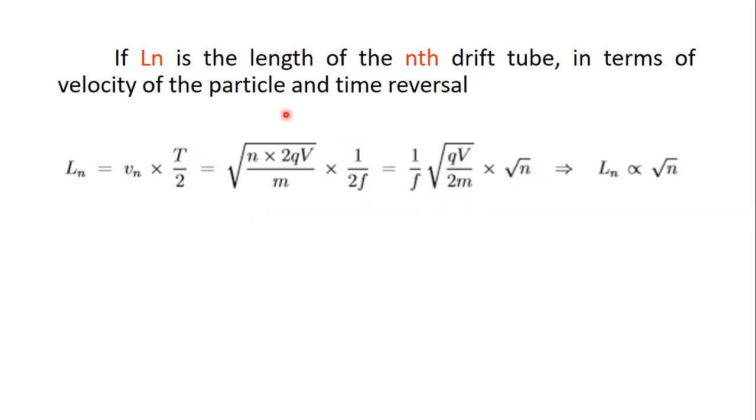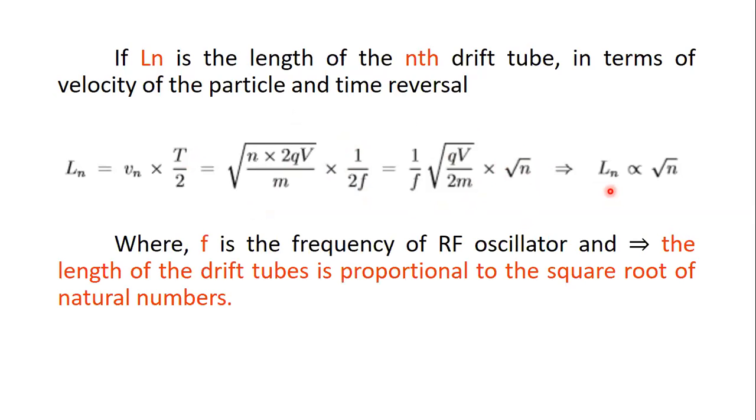Therefore, from this expression you can see that Ln is directly proportional to root of n. The length of the drift tube is proportional to the square root of the natural numbers, that is, n takes values 1, 2, 3, 4, etc. This is about the theory of linear accelerators. Now let us discuss the uses and limitations of linear accelerators.